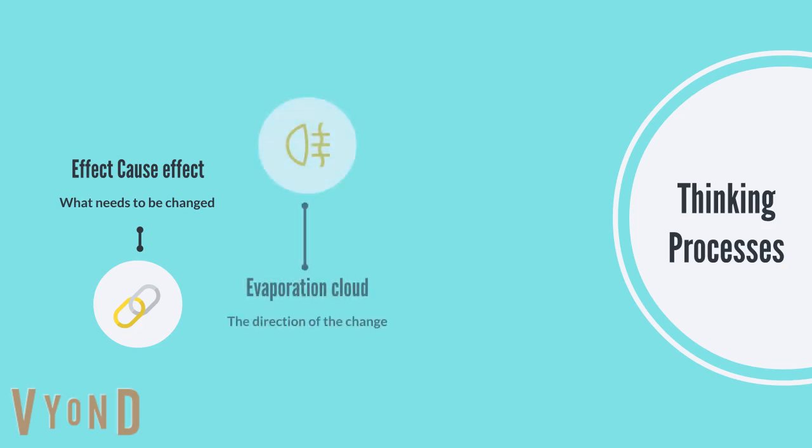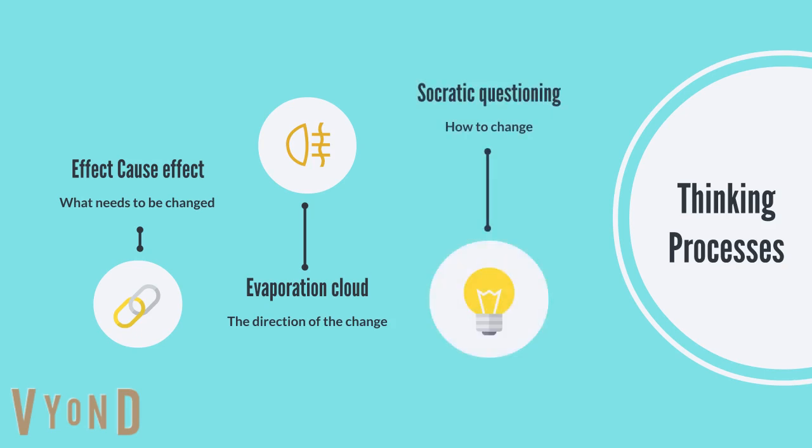The second one is the evaporation cloud method. This method, developed to address the direction of change, builds upon the 5 whys approach from the just-in-time methodology to eliminate ineffective labor and waste. It also introduces some guiding principles to facilitate the process. The last one is the Socratic method.